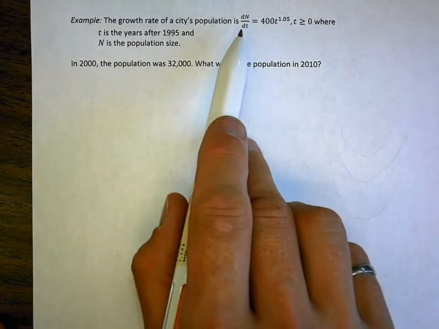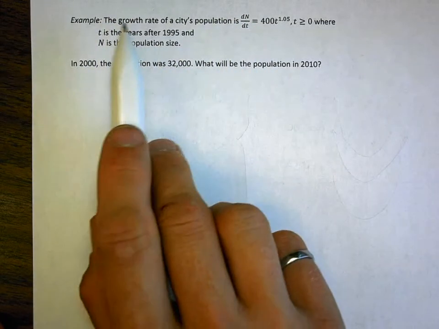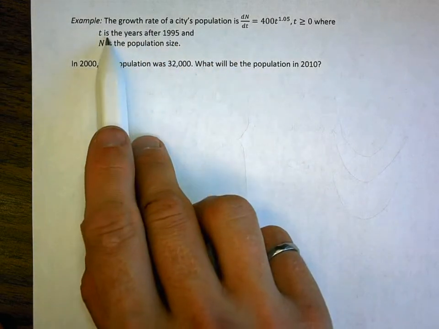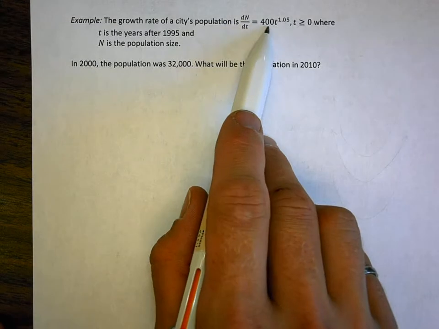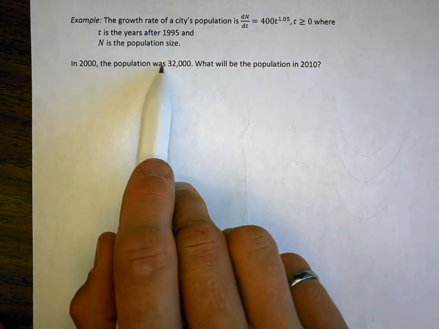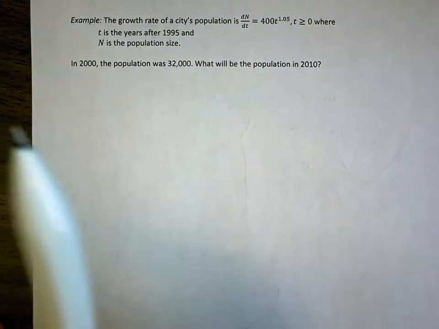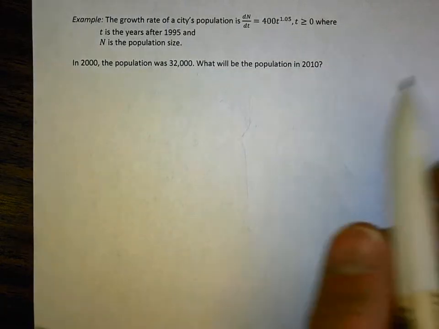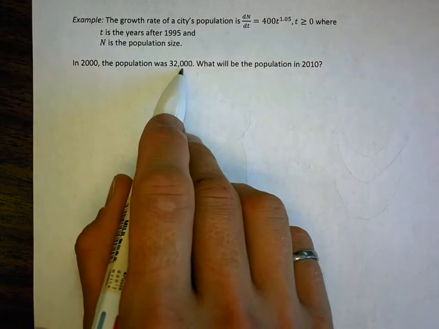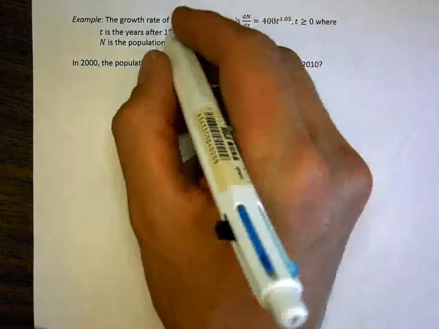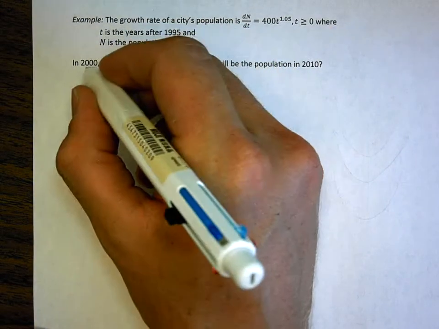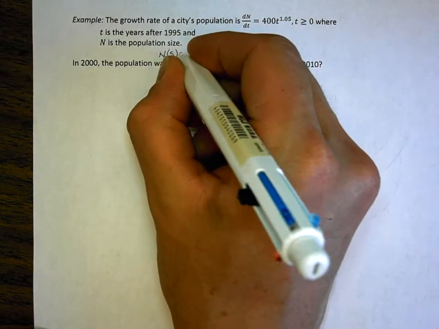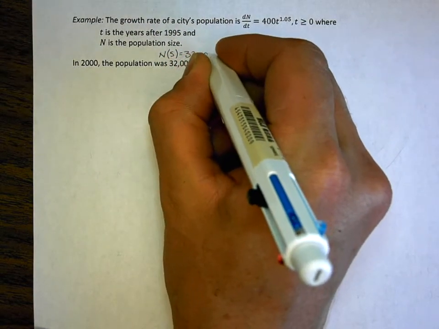So this is a rate, but we want to find the actual function n. So that means I need to find the integral of this expression. And all of this is a boundary condition. In 2000, the population was 3,200. That means that n at 5, because 2000 is 5 years after 1995, is 32,000.